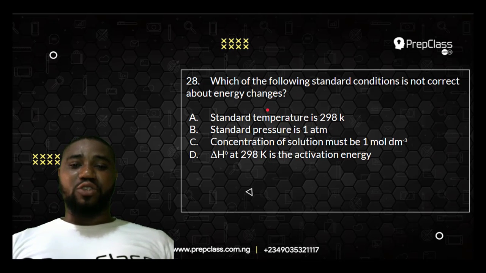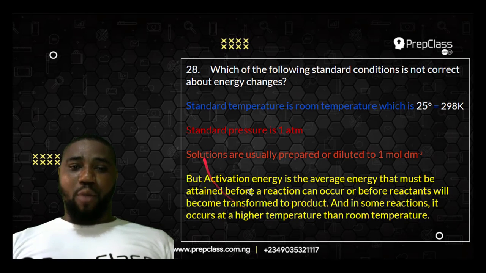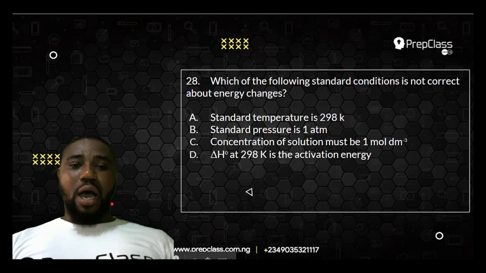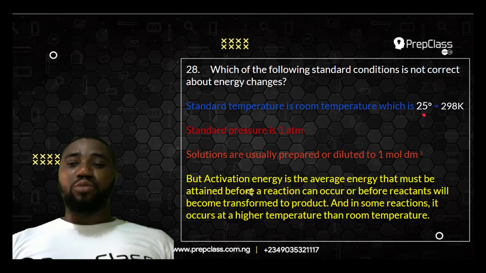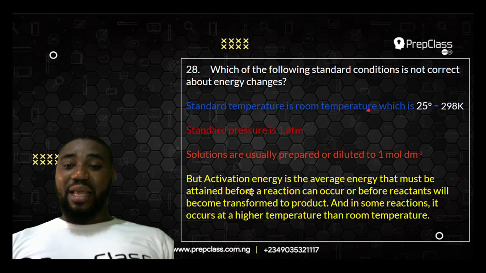Now if you look at this, it's a bit tricky, but it's actually simple. Why? Now let us open them up. For the first option A, that says that the standard temperature is 293 Kelvin. Now what is 293 Kelvin? 293 Kelvin is actually room temperature, which is 25 degrees Celsius. So normally, a standard reaction usually takes place at 25 degrees Celsius, which is room temperature. So that means option A is correct.